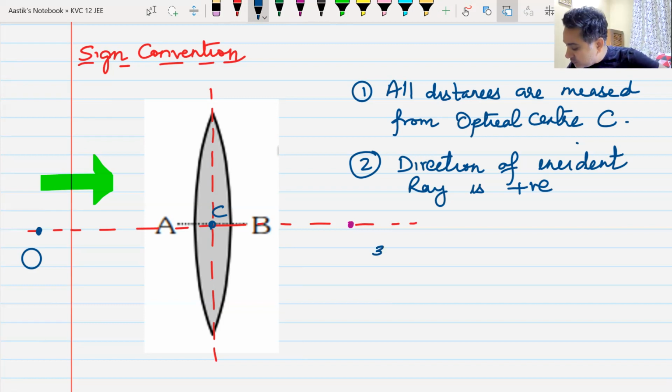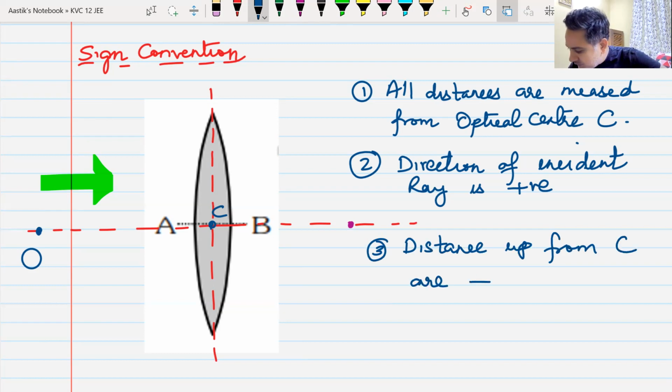What is the third thing that you must remember? Distances measured upward from C are taken as positive. Do we understand this? Yes or no? Yes, sir.